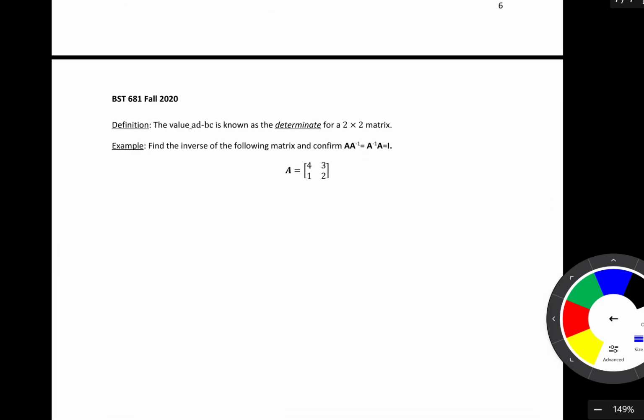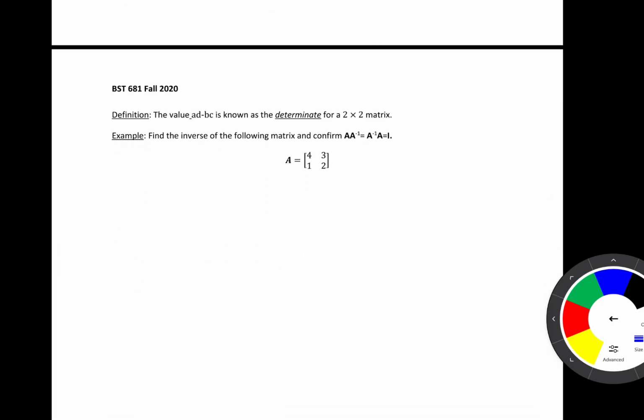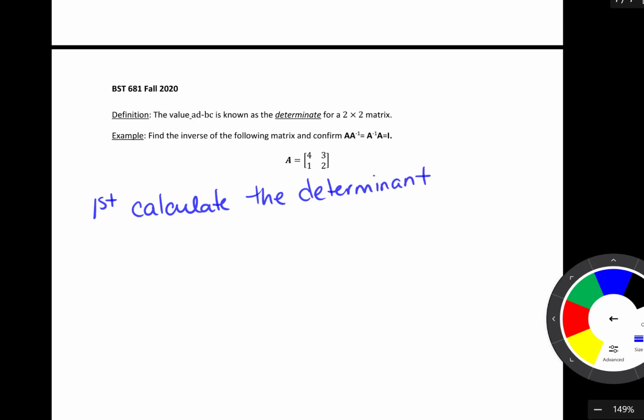So let's find the inverse of the following matrix and confirm that when we take the matrix times its inverse, we do in fact get back the identity matrix. So the first thing we're going to do is we're going to calculate the determinant. Okay, so we know that the determinant is equal to A times D minus B times C.